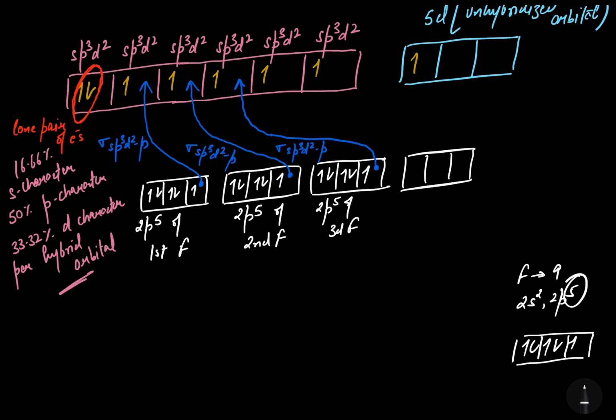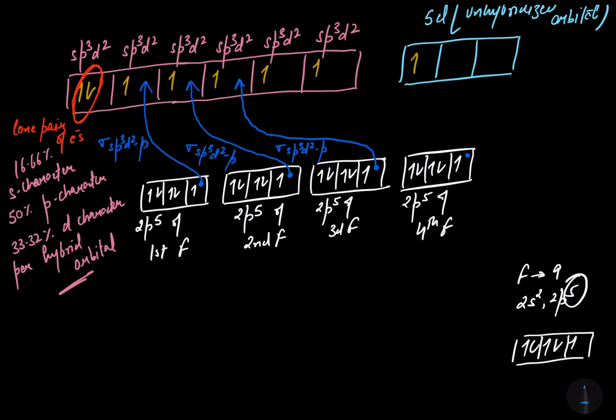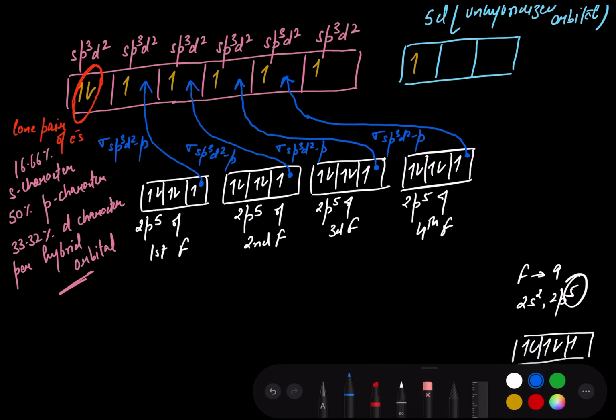Now let's talk about the fourth fluorine. That's the 2p of the fourth fluorine atom, which has 5 electrons: that's 1, 2, 3, 4, 5. Here also we are left with one atomic orbital with 1 electron, which is going to have head-on overlap with one of the sp3d2 hybrid orbitals of xenon for the formation of a sigma bond, and that's again sigma sp3d2-p. At last, let's talk about the oxygen atom.